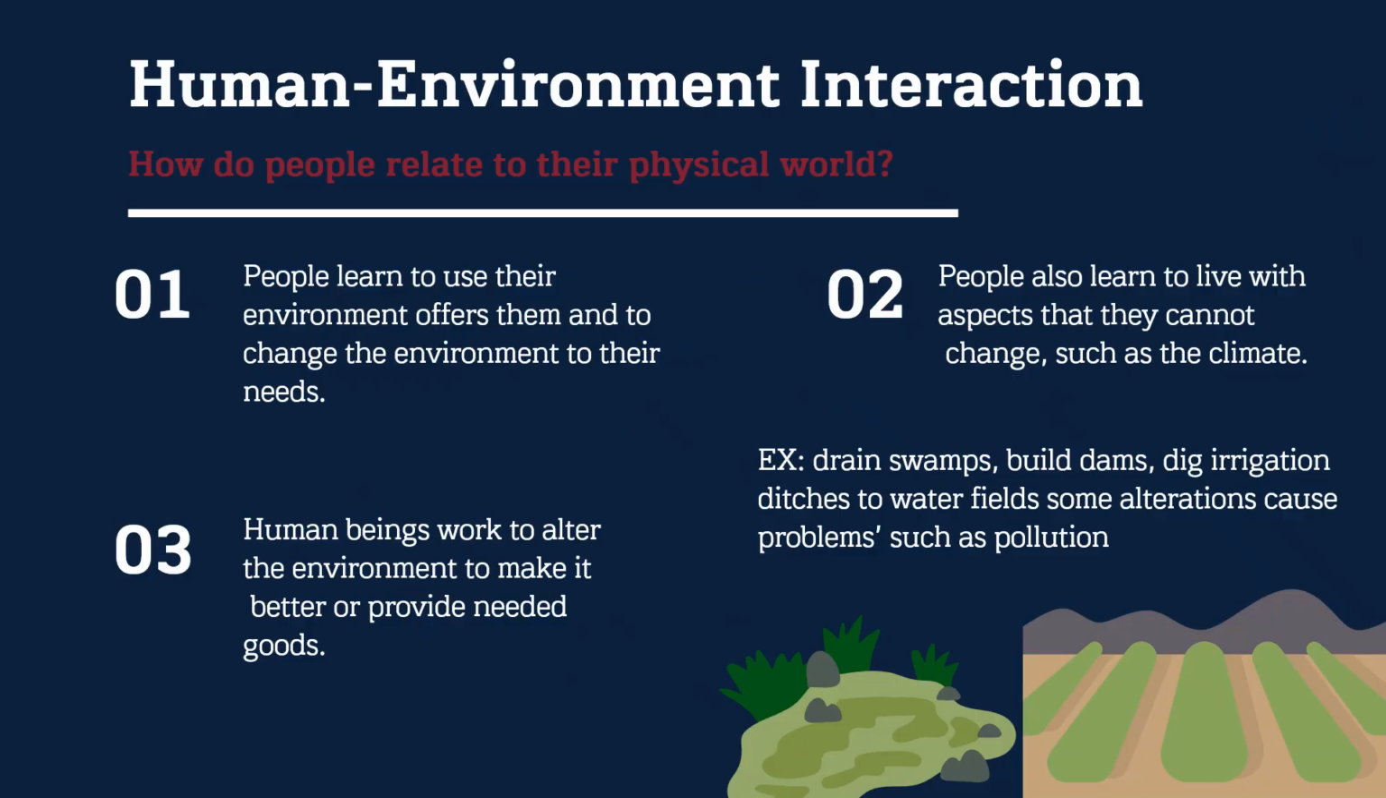Our fourth type of geography is, of course, human-environment interaction: how people relate to the physical world, how our interactions change and alter the environment for the better or the worse, how they adapt and overcome the environment to live, and of course, there are things we can't change. Examples: draining swamps to build, or building dams, irrigation. These are all changes that occur because of human-environment interaction.